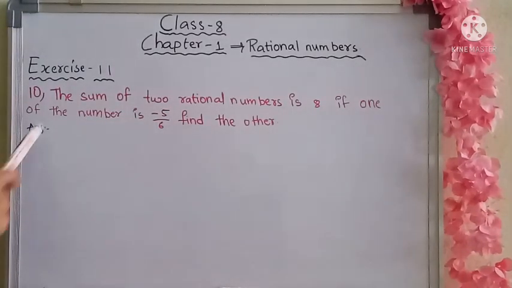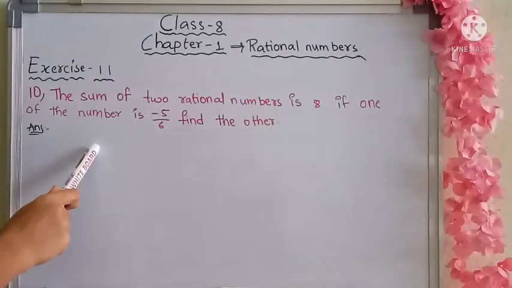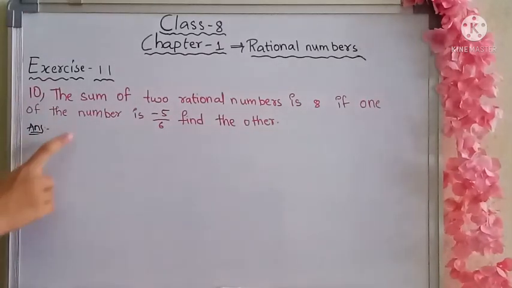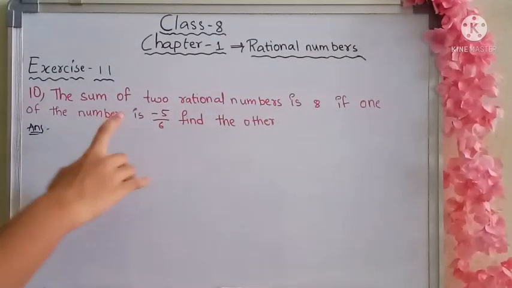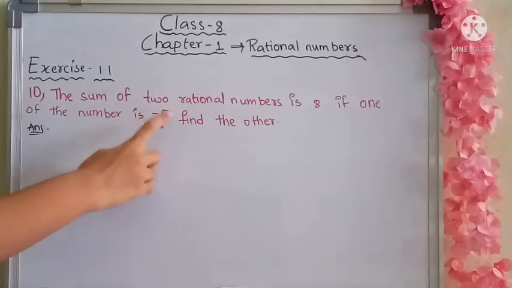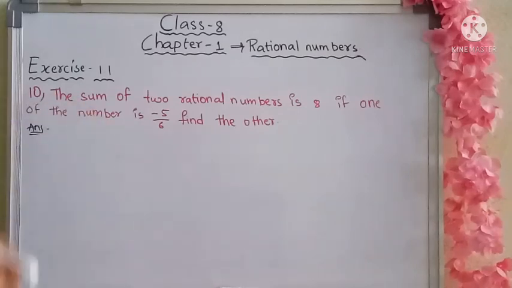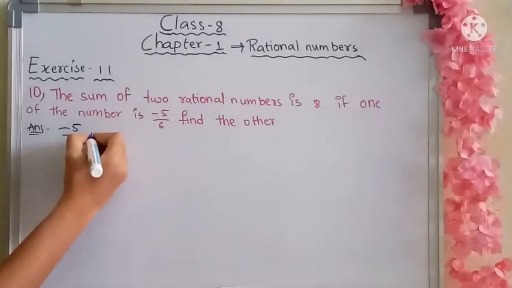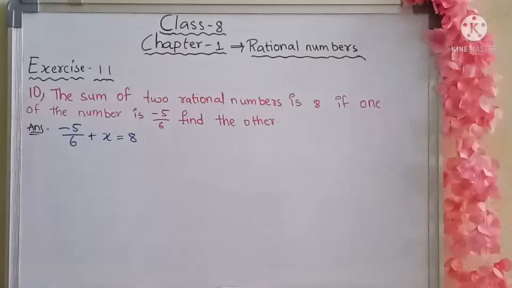So 10th question says that the sum of two rational numbers is 8. If one of the numbers is minus 5 upon 6, find the other. So now this question is same like the previous one. They are asking us to find one number, that if we add that number to minus 5 upon 6, we get 8. So let's make an equation. Minus 5 upon 6 plus x is equals to 8. So now we have to find it.